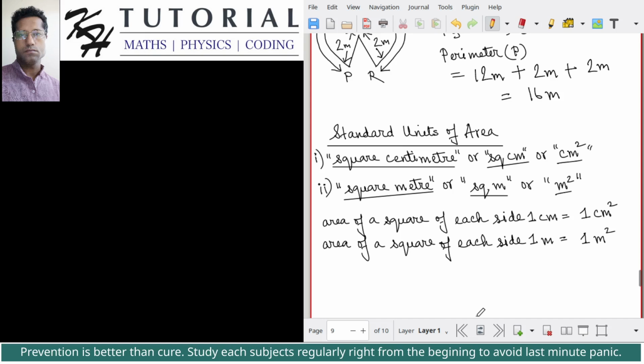For example, the area of a square whose side is 1 centimeter in length is equal to 1 centimeter square, and the area of a square whose each side is 1 meter is 1 meter square.